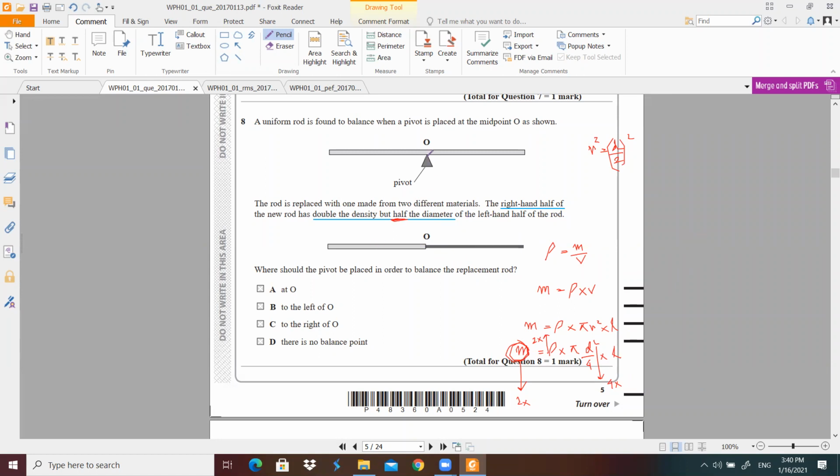So the idea is when you place a pivot and the object on the pivot, if it has to be balanced, there has to be equal mass on both sides. Mass over here has to be equal to the mass over here on both sides of the pivot. So if you place the pivot here, you can clearly see that this part has a smaller mass. So where should you place the pivot? You have to place the pivot to the left of O. My answer should be B.